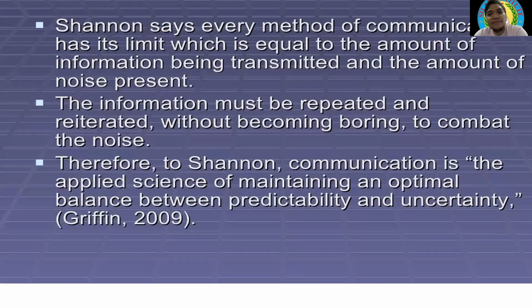Okay, so Shannon says every method of communication has its limits, equal to the amount of information being transmitted and the amount of noise present. That's very true because we cannot control the noise happening. As I've said, this is inevitable and we just have to reduce the uncertainties about this one. The information must be repeated and reiterated without becoming boring to combat the noise. Therefore, to Shannon, communication is the applied science of maintaining an optimal balance between predictability and certainty.